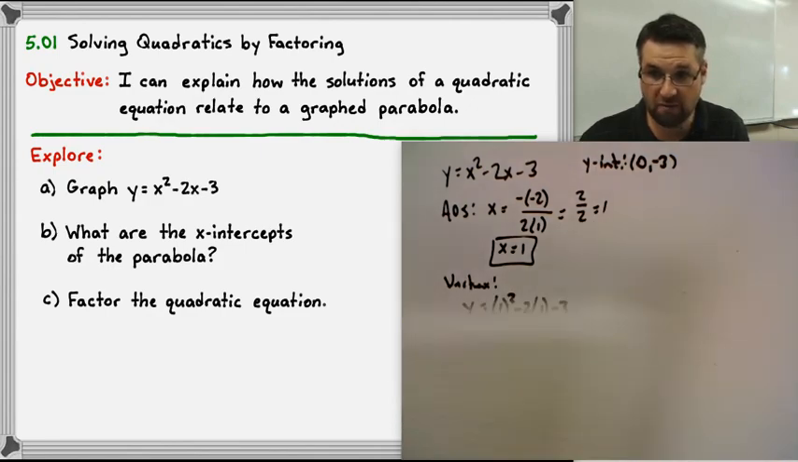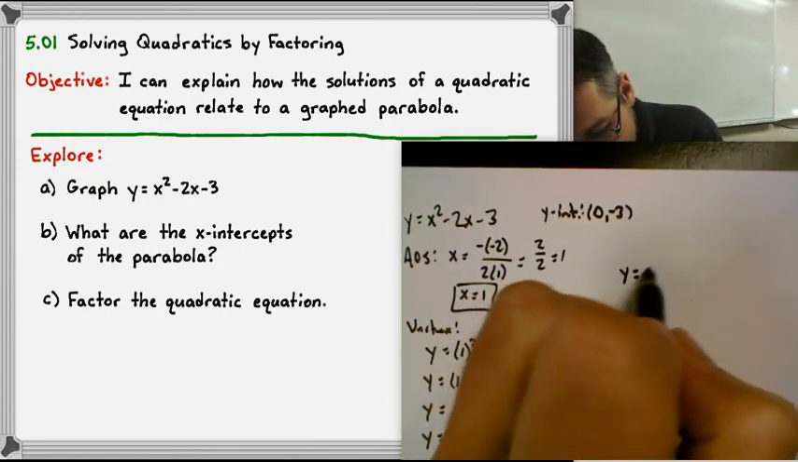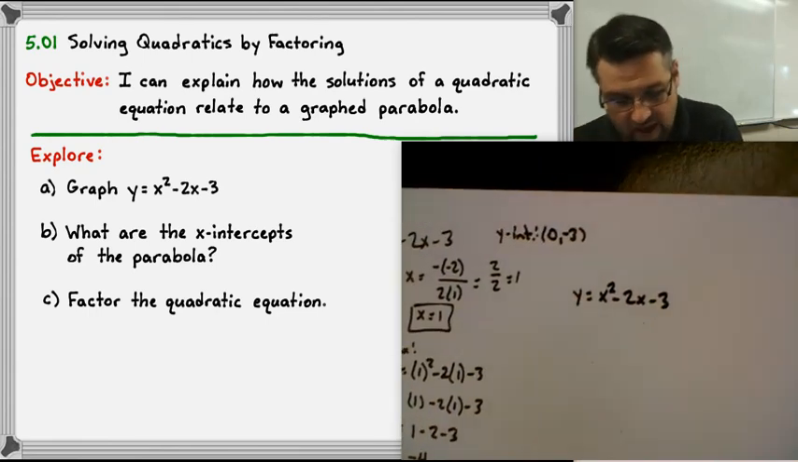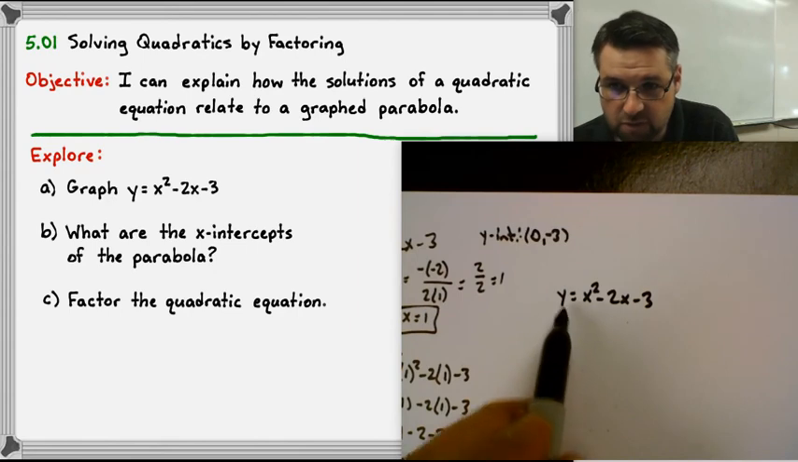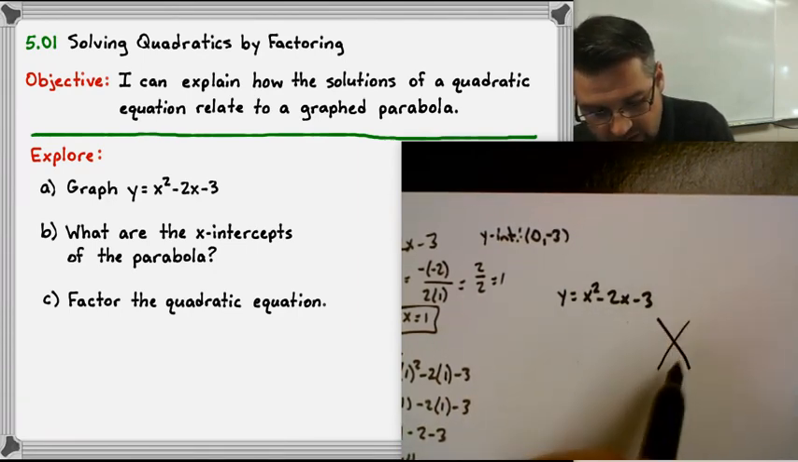So I'm going to put my graph off to the side for a second, and I'm going to factor this guy. So it's y equals x squared minus 2x minus 3. We're going to factor that. So remember, we look for GCFs first. There is no common factor other than 1, so we're going to go straight into our x factoring, or quadratic factoring.